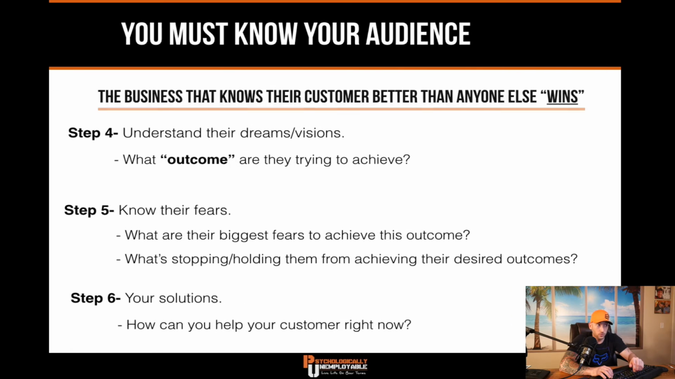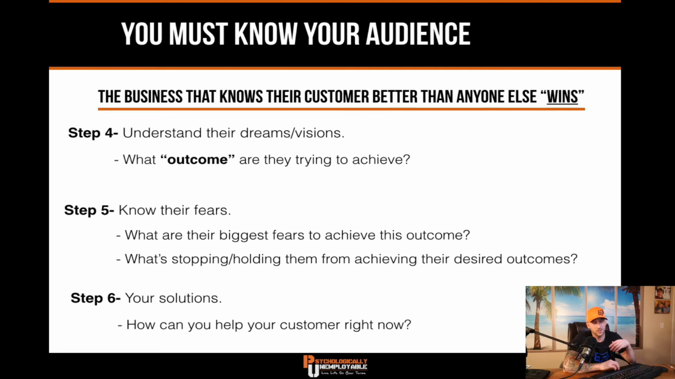Now, step number 4 is understand their dreams and vision. So basically, this is the outcome that they're trying to achieve. An example: if somebody's trying to lose weight, obviously they want to lose belly fat, but usually the outcome is not completely what you think it is. You would think, probably if you're just getting started, the outcome is just to lose belly fat, but maybe their real outcome is they want to get in better shape because they're single and they want to find a spouse.